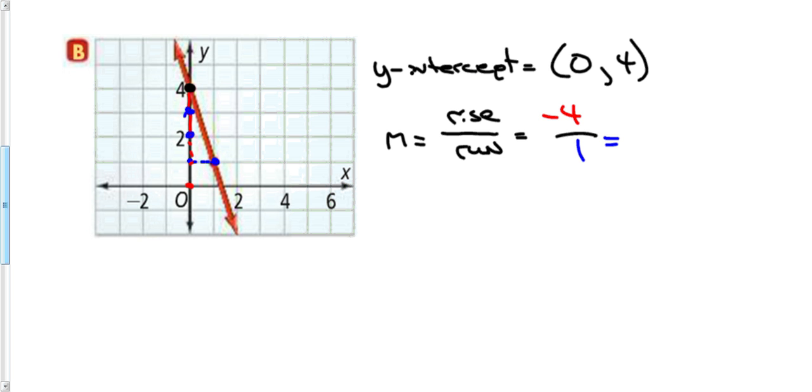1, 2, 3. Down 3 over 1. So it's going to be -3 over 1. Sorry about that. So we have our slope of -3.